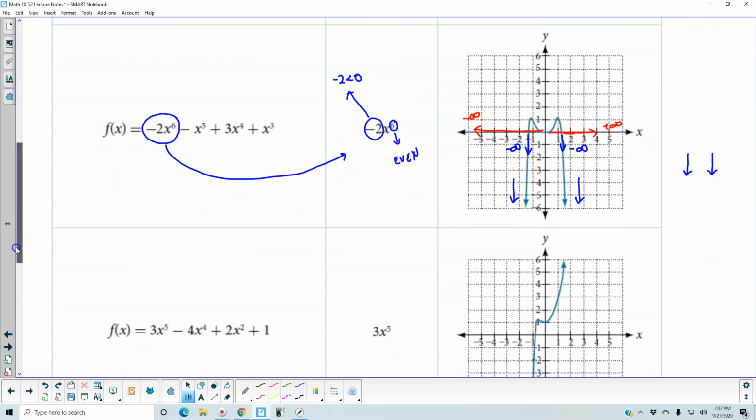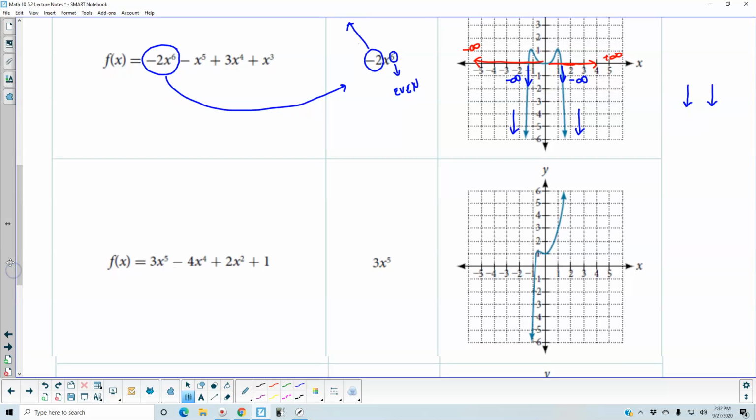Okay, let's take a look at the next function. So the next function has a leading term of 3x to the 5th. So again, that's what we're going to use to determine the end behavior. Now, the leading coefficient is 3, so we know it's going to be greater than 0. And the degree is odd. So here is our function. We can see that it's falling on the left and it's rising on the right side. So that means it's falling on the left and then rising on the right.